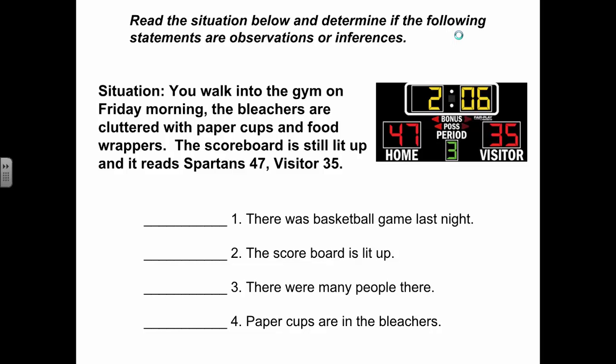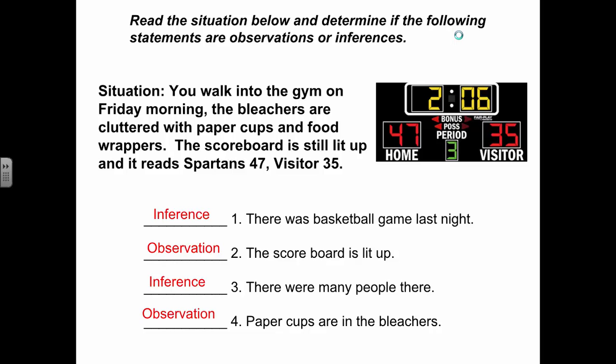Observation or inference? You weren't actually there, so you didn't actually observe the basketball game. The scoreboard is lit up. That's an observation. There were many people there. Jack? That's not an observation because we didn't see them. Right, we see their cups and all their litter and stuff, but we don't see them, so that would be an inference, because we're assuming that based on what we see. There are paper cups in the bleachers. Lily? Observation. Yes, that's an observation.